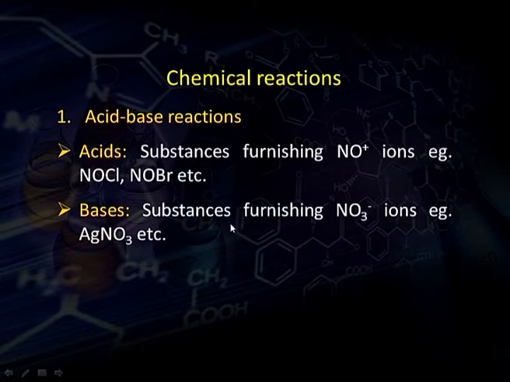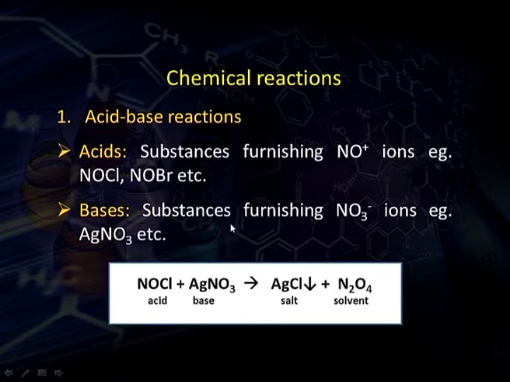So, therefore, these act as acids. On the other hand, bases are the substances which furnish the nitrate ion, that is NO3 negative ion. Example, AgNO3, which on dissociation will give Ag positive plus a nitrate ion, NO3 negative. So, we can see the reaction. Acid plus base will give salt plus solvent. This is a neutralization reaction, and NOCl acts as an acid and AgNO3 is a base. These two react together to give a salt, which is AgCl, plus the solvent N2O4.